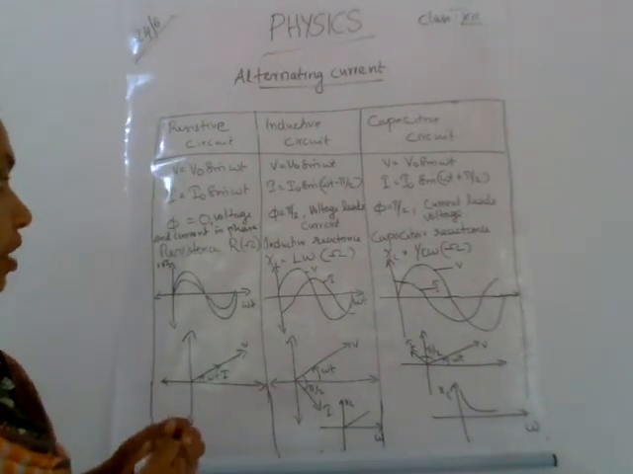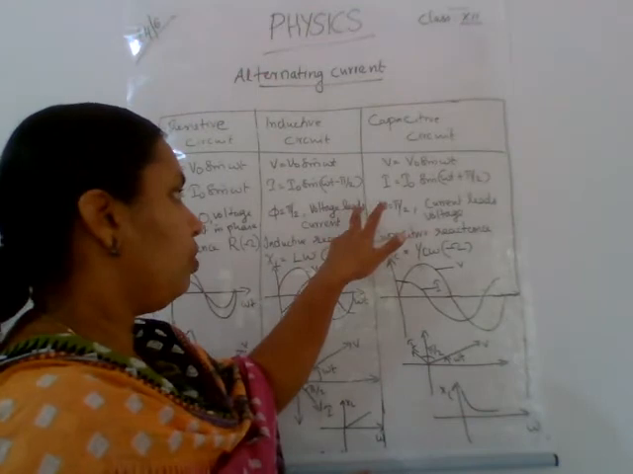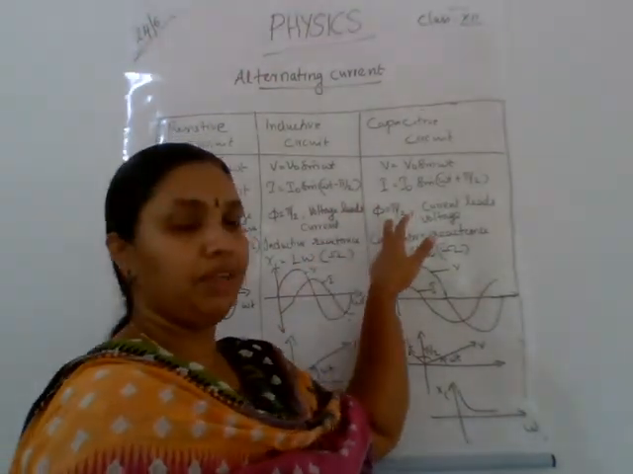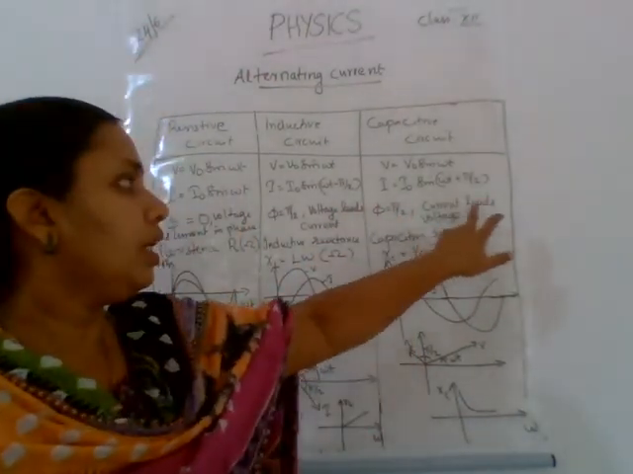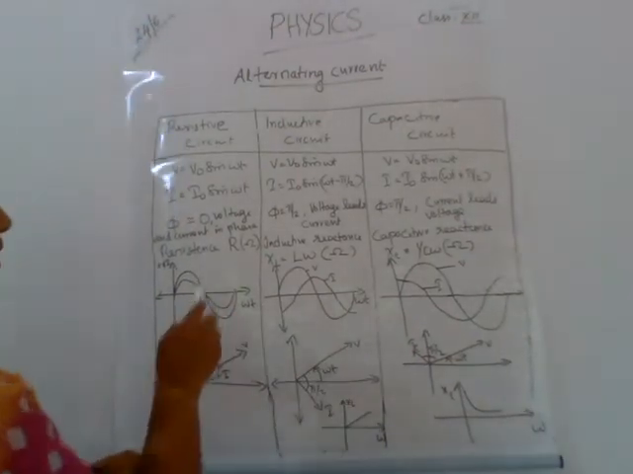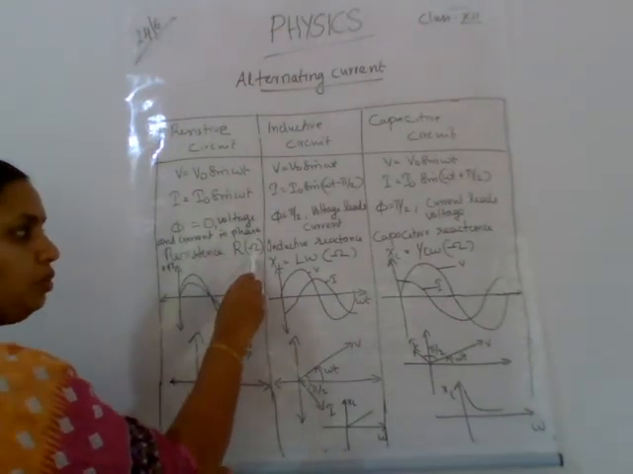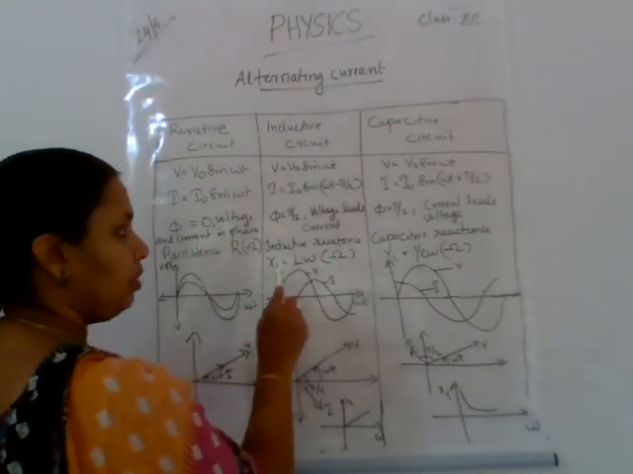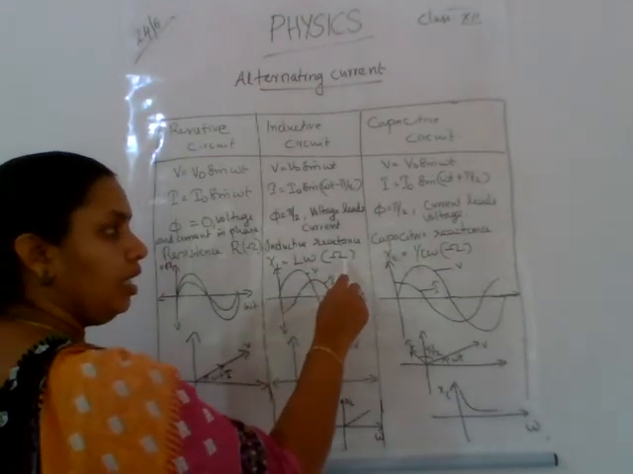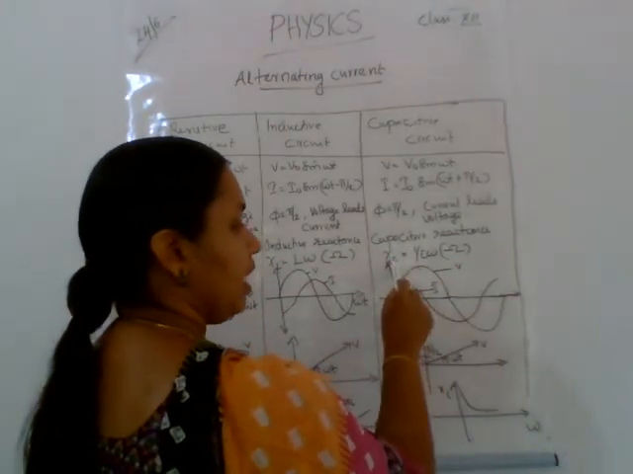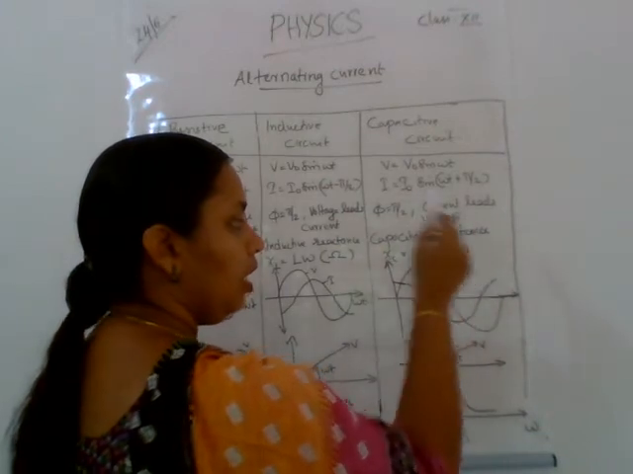And here there is a phase difference of pi by 2. Voltage leads current. Here there is a phase difference of pi by 2. Current leads voltage. And the opposition is resistance, unit is ohm. And here it is inductive reactance XL, L omega ohm. Capacitive reactance XC, 1 by C omega ohm.